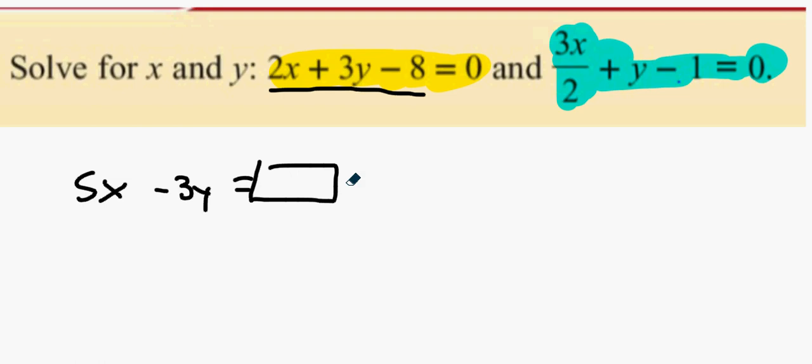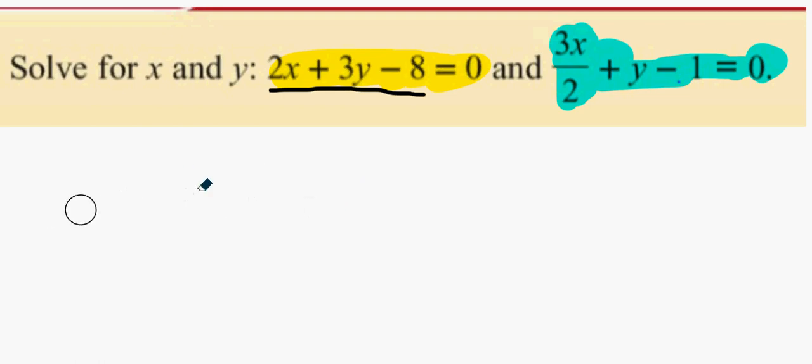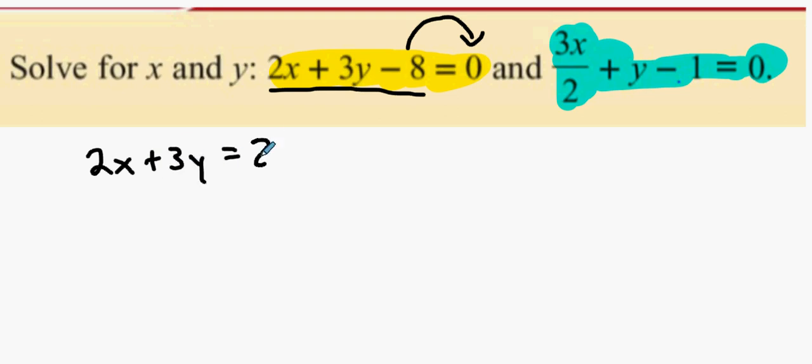So anybody have a suggestion on how to make the yellow one look more like that? Move the minus 8 over, and you get your 2x plus your 3y equals 8. Everybody cool with that? We're going to try the same trick here. You're going to bring the minus 1 over the other side.